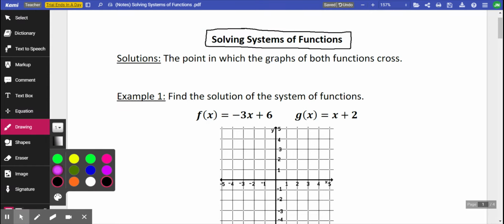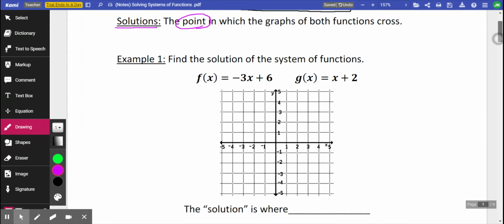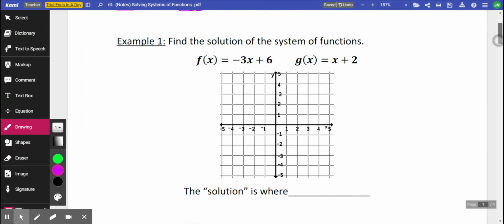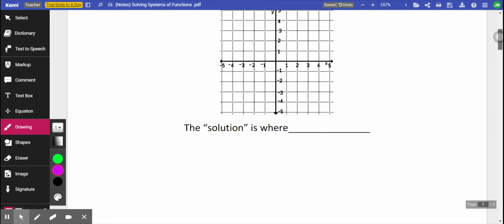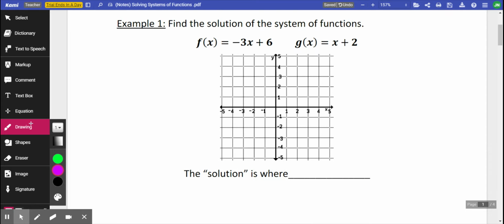A solution to a system of functions is basically the points or intersection in which the graphs both cross. So the point of intersection. When you're talking about, for the first example, find the solution of the system of functions, we're talking about finding the place where those two functions cross or intersect. So let's first graph each of the functions. Let's say we start with f of x is equal to negative 3x plus 6.